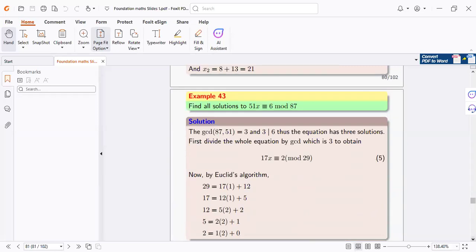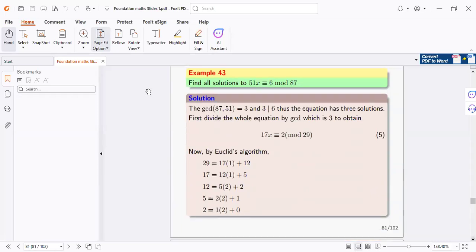I want to solve this. So the GCD, I begin from there. The GCD of 51 and 87 is 3. So that means we cannot find the inverse of 51 mod 87 because they're not relatively prime. For them to be relatively prime, we said the GCD should be 1. So since the GCD is 3, we cannot find the inverse of 51.